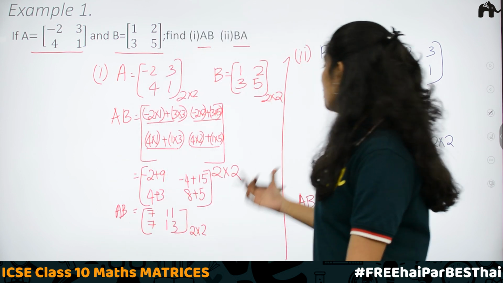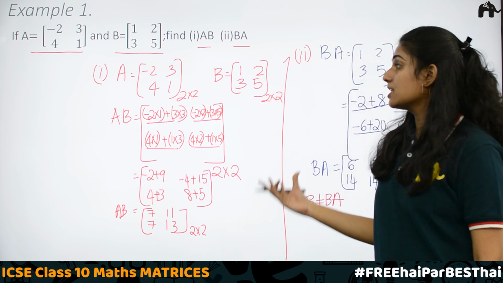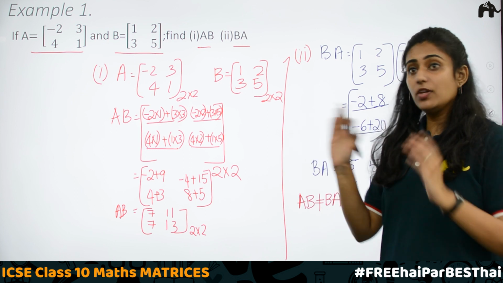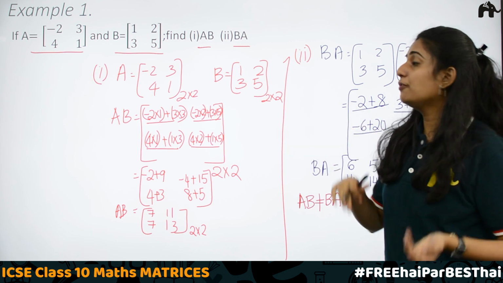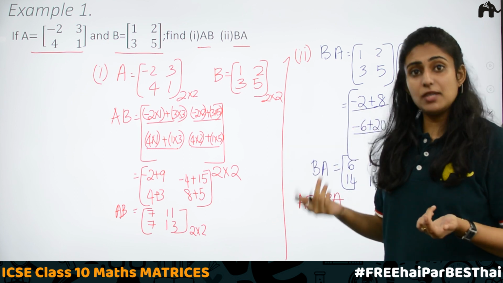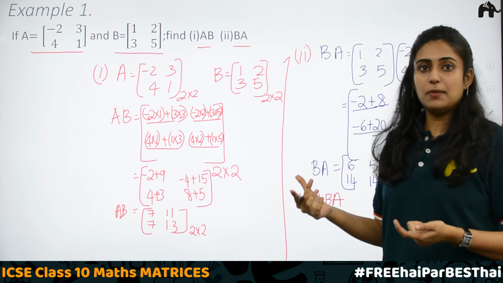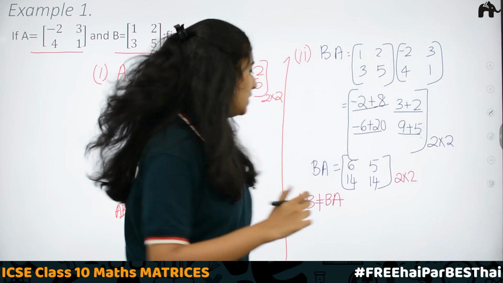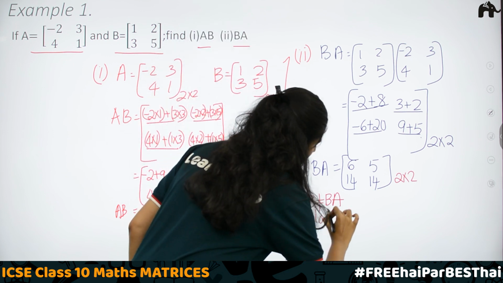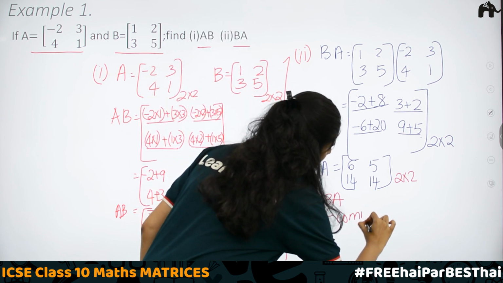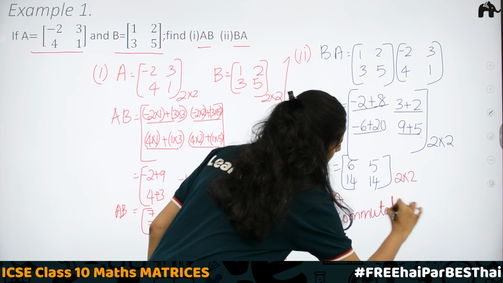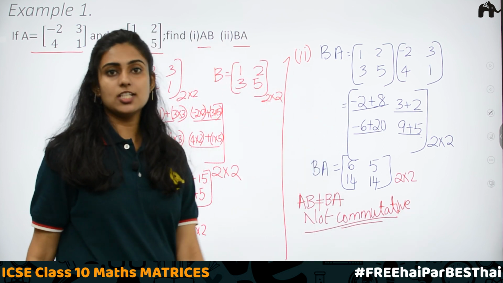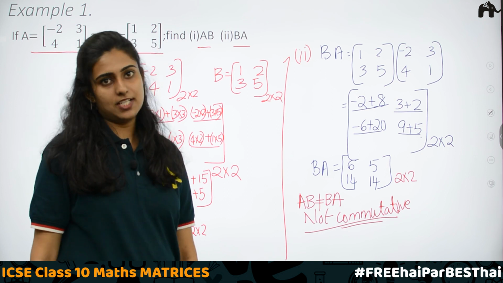We can say that matrix multiplication is not commutative. If AB is equal to BA, that is when you reverse the matrices and perform the multiplication, if you are getting them equal, we can say that matrix multiplication is commutative. But from this we can conclude that matrix multiplication is not commutative. Okay. With this example, we can make this conclusion: matrix multiplication is not commutative.